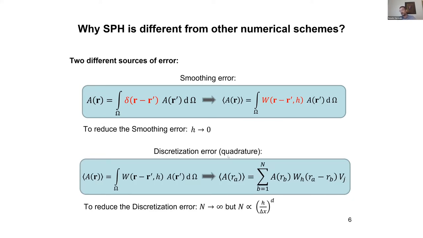And then there is another error, and it appears when you are discretizing the integral with a summation. So basically, you move from the continuous space to the discrete one, and so you are introducing your computational points in your domain, which we call particles. In order to reduce this discretization error, what we have to do is to send N, the number of neighbors of a certain particle, to infinity. Okay, but N is proportional to (h/dx)^d, and d is the number of dimensions in your problem. So if you are in 3D, d is 3. So basically, in order to reduce the smoothing error, h has to go to zero. In order to reduce the discretization error, N has to go to infinity. How do we keep those two things together? Basically, h has to go to zero faster than the way N goes to infinity.